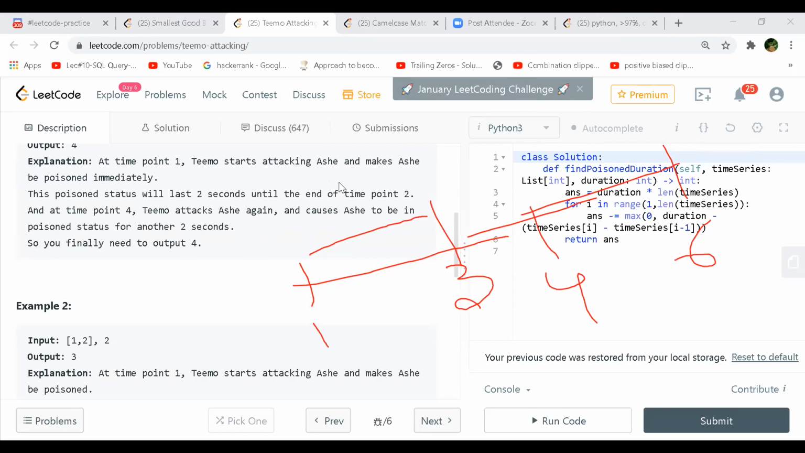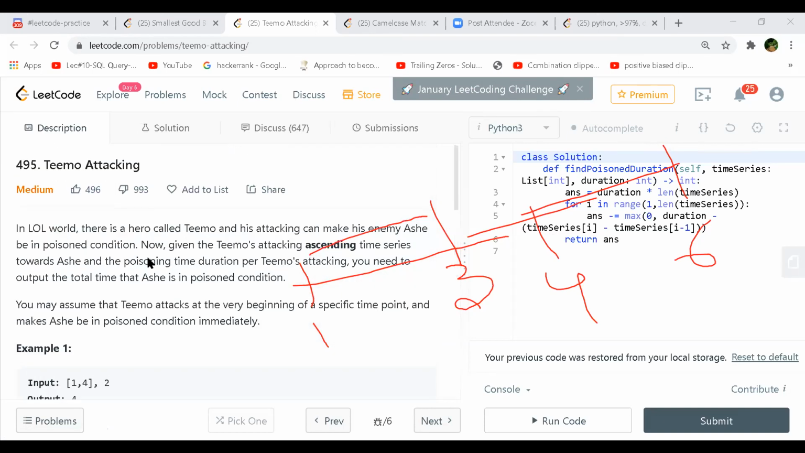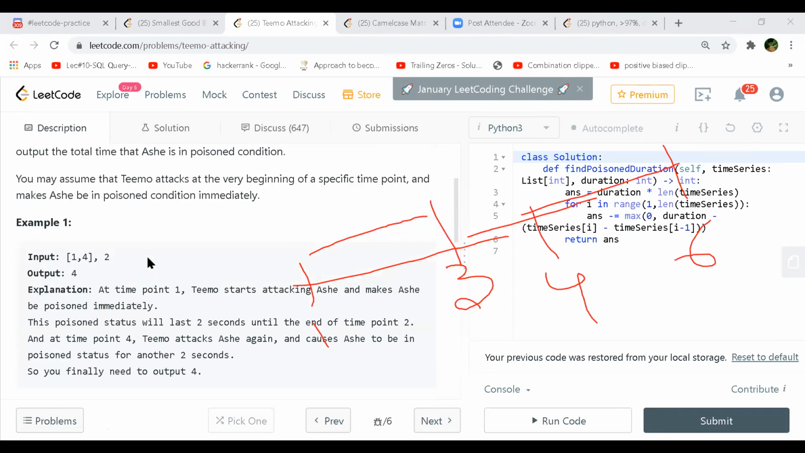Can you slightly scroll up to example one? Here this input is like a timeline, right? One is the time point of one, and the other is a time point of four, or maybe whatever the seconds may be. When you are at one, you apply poison, and the poison persists for 2 seconds, right? So therefore from 1 to 2 you can go with that.